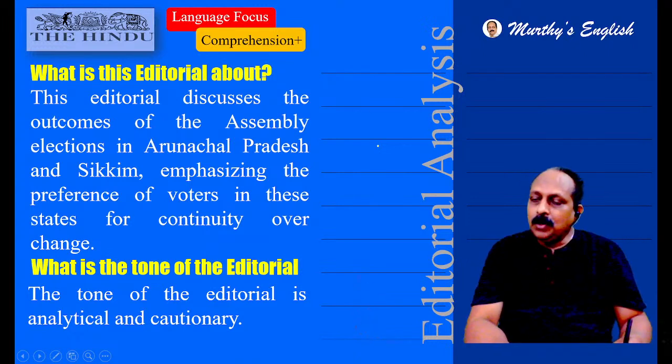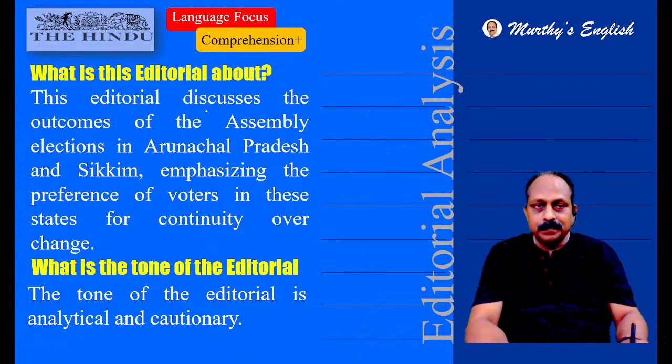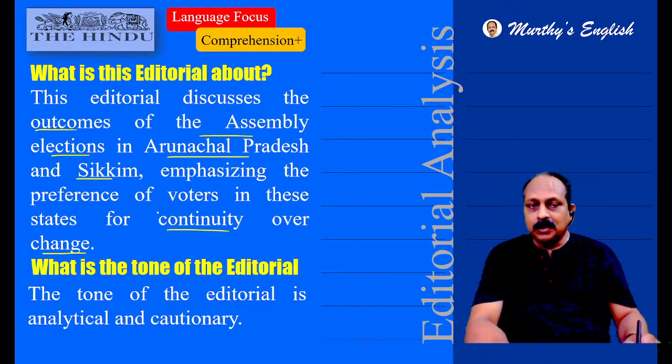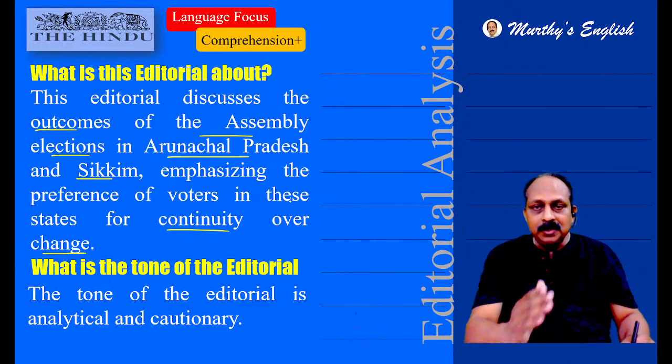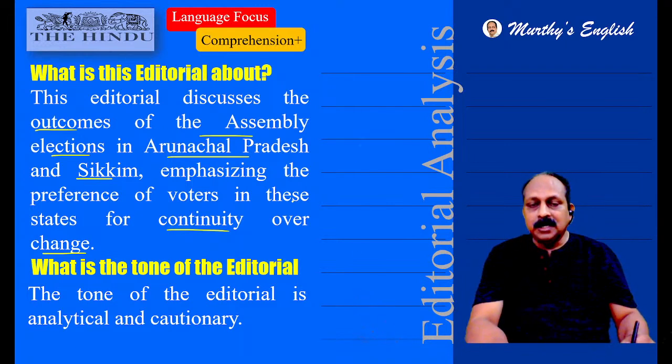Let us start with the question, what is this editorial about? This editorial discusses the outcomes of the assembly elections in Arunachal Pradesh and Sikkim, emphasizing the preference of voters in these states for continuity over change. What does it mean? In two states, one Arunachal Pradesh, the other one Sikkim, the voters did not want any change. They wanted the continuity. They wanted the status quo. In a nutshell, it is about that.